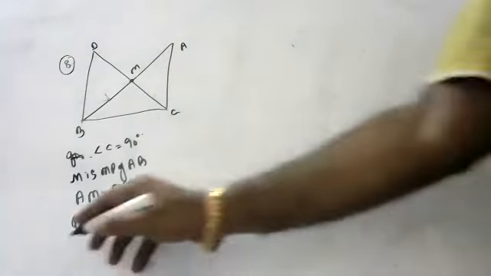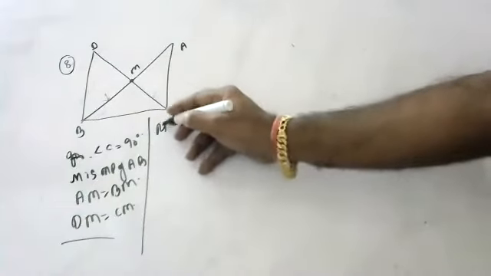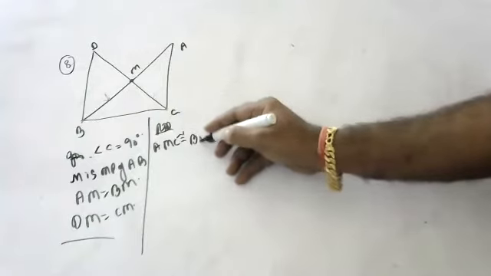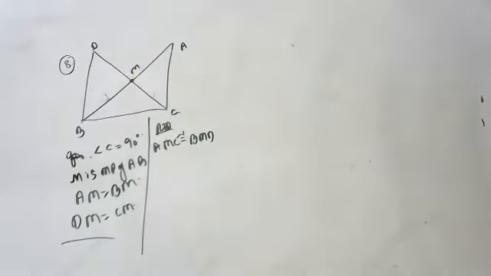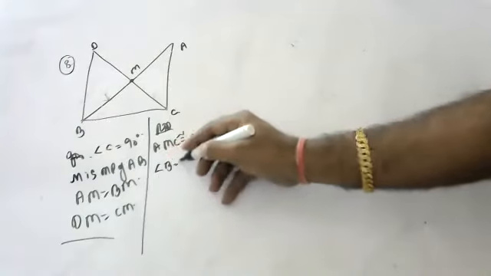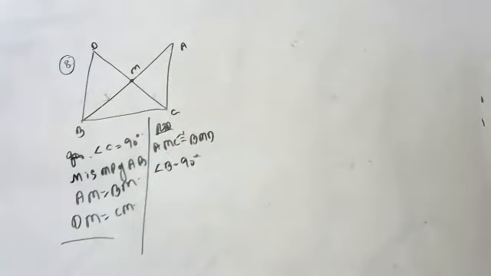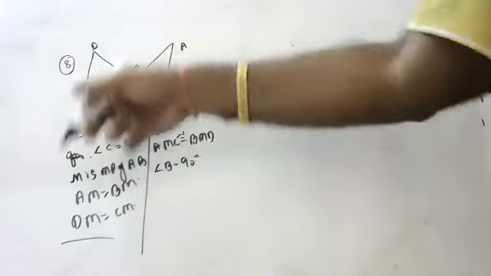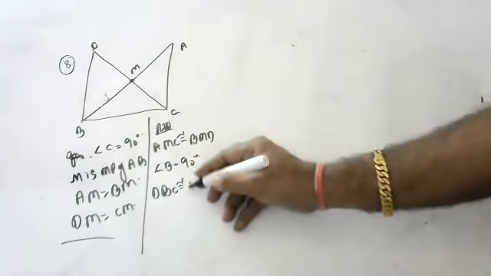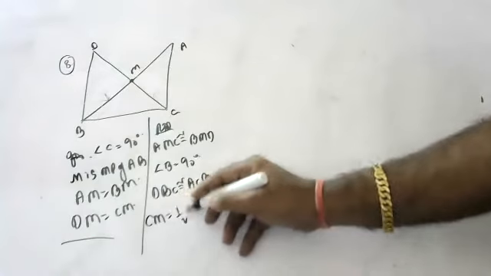So what is required to prove, we will write here, children. First you have to prove that AMC is congruent to BMD. This we have to prove, children. And also we should prove that angle B is also 90 degrees. And DBC is congruent to ACB. This full triangle is congruent to this full triangle. And also we should write CM is equal to half of AB. All these things we have to prove, children.